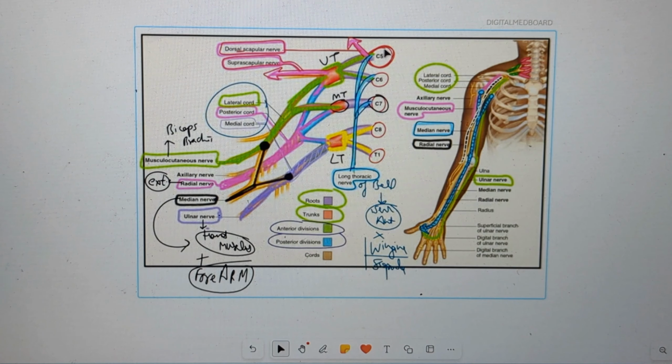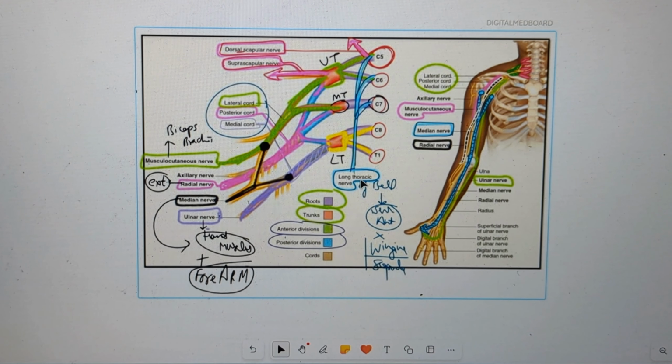Now, branches of the roots. C5, C6 and C7 give rise to the long thoracic nerve, which supplies the serratus anterior muscles. For instance, damage to this nerve can result in winged scapula. C5 also gives rise to the dorsal scapular nerve, which innervates the dorsal scapular muscles.